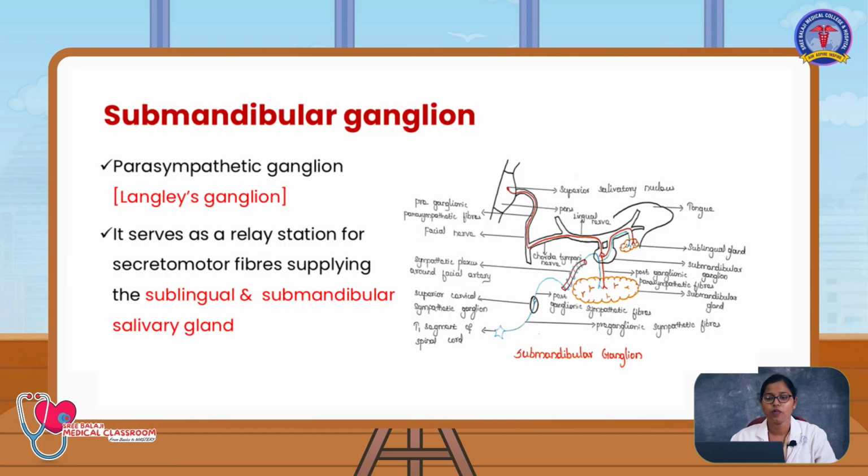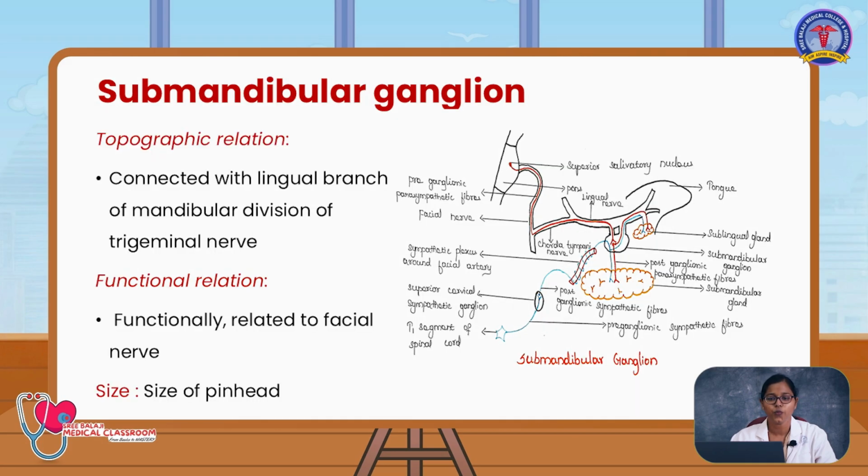Next is the submandibular ganglion. It is otherwise called the parasympathetic or the Langley's ganglion. It serves as a relay station for the secretomotor fibers supplying the sublingual and the submandibular salivary gland. If you see the topographic relation, it is connected with the lingual branch of the mandibular division of the trigeminal nerve. Next is the functional relation. Functionally, it is related to the facial nerve and it is roughly about the size of a pinhead.